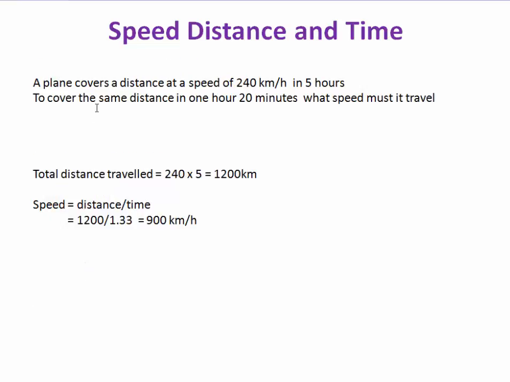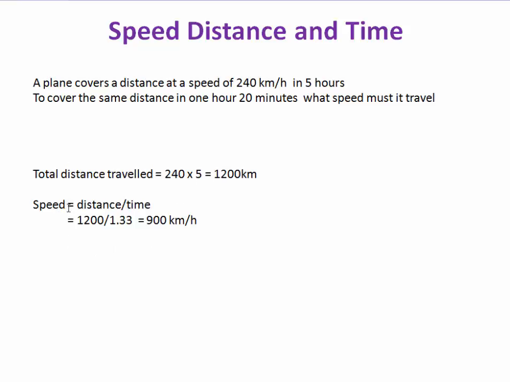A plane covers a distance at a speed of 240 kilometers an hour in 5 hours. To cover the same distance in 1 hour 20 minutes, what speed must it travel? So first of all, let's work out the distance that this plane has traveled. It's traveled at 240 kilometers an hour for 5 hours. So that's 240 times 5, 1,200 kilometers. That's the total distance it's traveled in 5 hours.